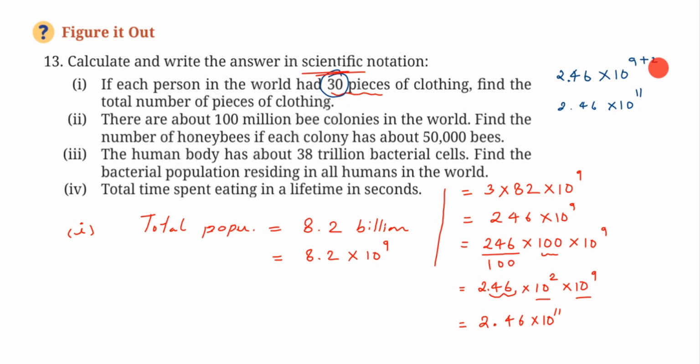So whichever method is easy, go for it. So this is the short way. The detailed way I've explained here. So this is about the first question. So there are 2.46 times 10 to the power 11 pieces of clothing. This is our first question. Let's move on to the second one.